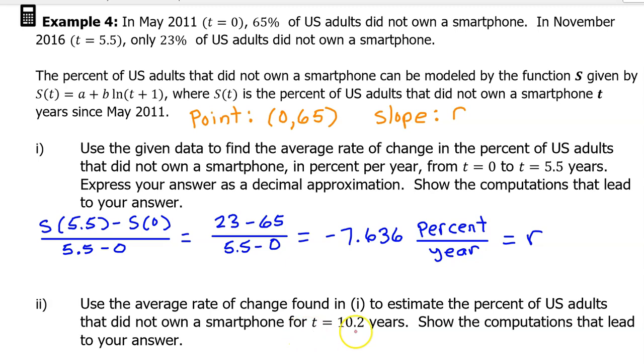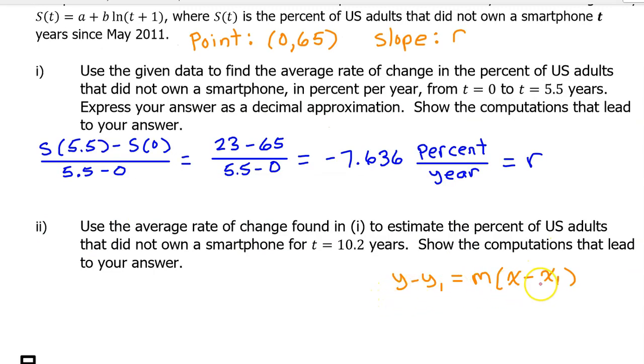Let's write the equation of the secant line from 0 to 5.5 and then use that secant line to estimate the value of this function. Because we are using point-slope form, we need a point and the slope. For the point, we can use one of the input-output pairs provided to us in the setup. Let's use 0, 65. The slope will always be the average rate of change, which we have defined as letter r.